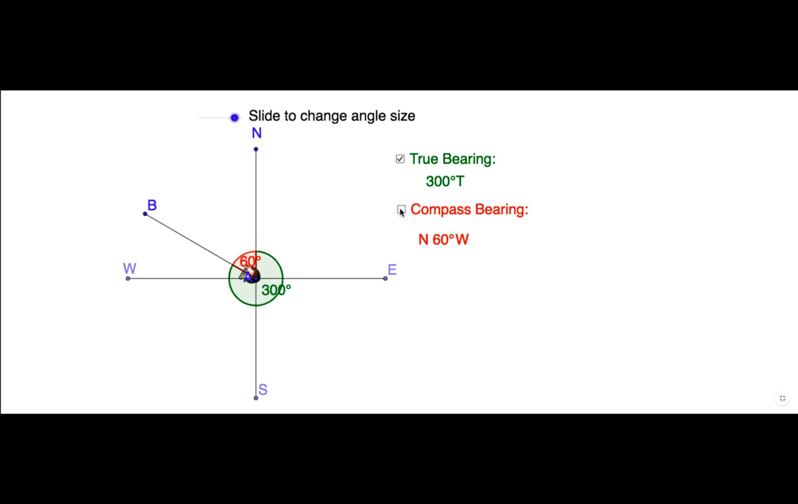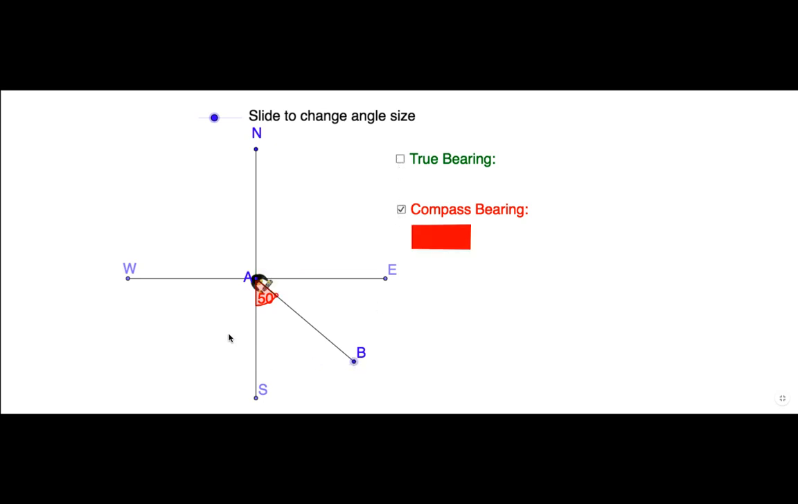Let's do one the other way. Let's do that one nice and easy. It is south 50 degrees east on a compass bearing. So we know this angle is 50. How can we find the true bearing? Well, we know that's 90 and that is 40. So it should be 130. There it is, 130.